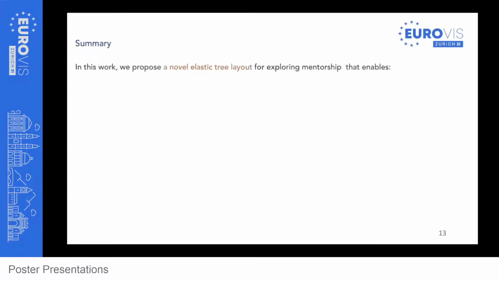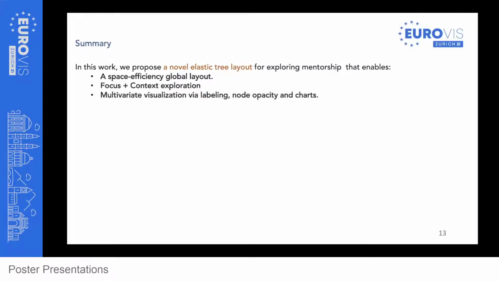So in summary, in this work we propose a novel elastic tree layout that can achieve a space-efficient global layout and focus plus context exploration, multivariate visualization.